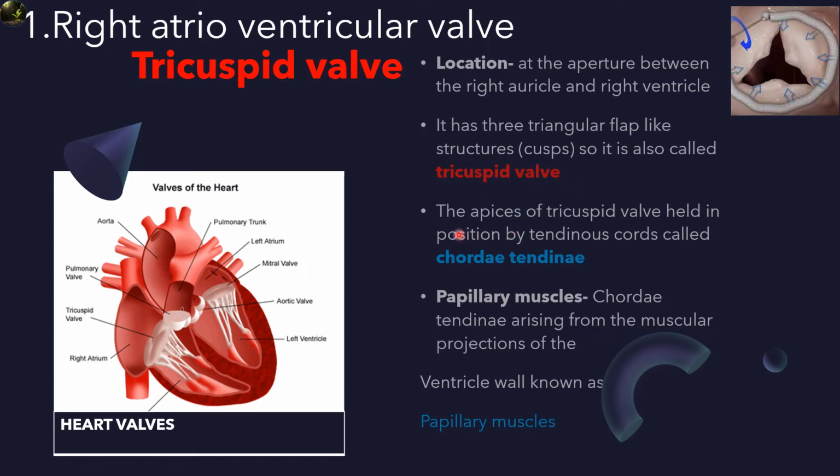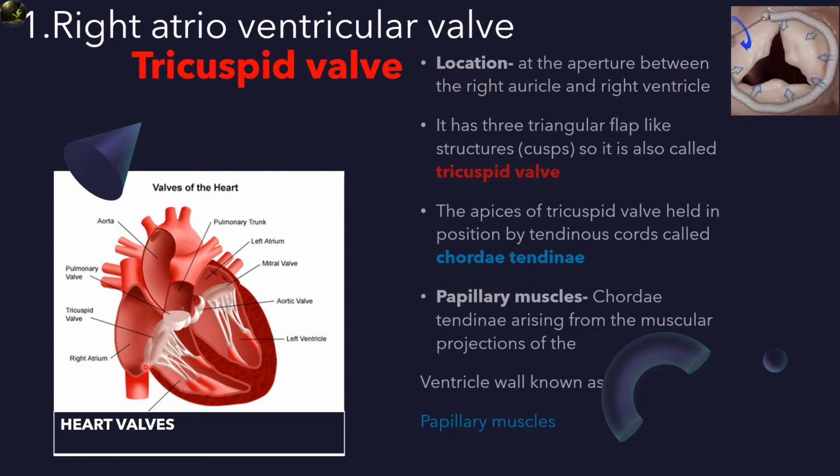Then the next point: the apices of the tricuspid valve are held in position. You can see the upper side of the tricuspid valve is held in position by tendinous cords. These tendinous cords we call chordae tendineae. What is the function of the chordae tendineae? They hold the apices of the tricuspid valve.